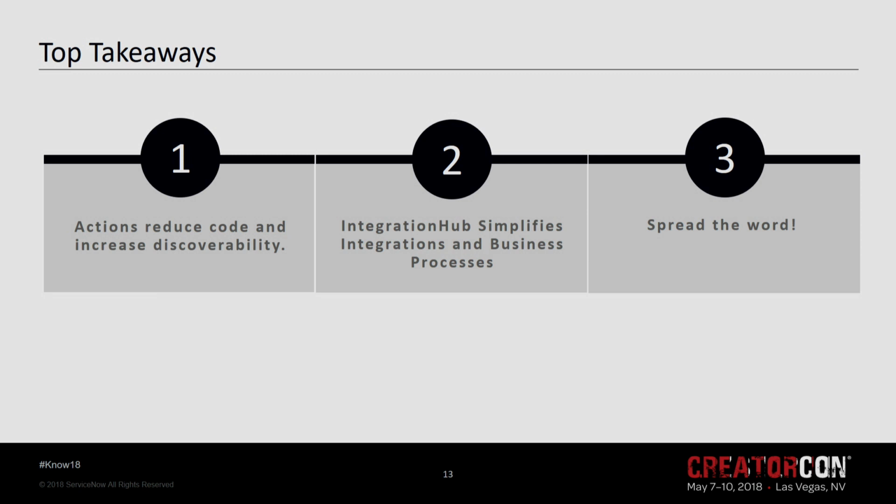So the top takeaways here are that actions really reduce code and they increase discoverability. This is huge for your organization. I mean, that leads to lower maintenance costs. I think it's really going to help. Integration Hub simplifies integrations in business processes. So if you have folks in your company that build actions, you can now build something really powerful. We just showed you connecting ServiceNow with Slack, off ServiceNow, all pretty easy, right?